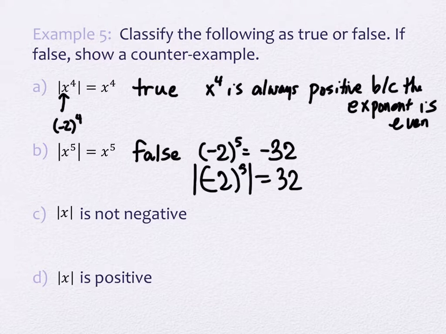Why did the last one work and this one didn't? The exponent in the last one was even and the exponent here is odd. That's why that's happening.